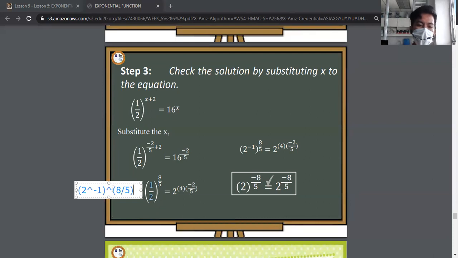Then sabi po natin, any number multiplied by 1 is equal to the number itself. Pero negative po to, automatic magiging negative din po tong exponent po natin sa kabila. So magiging negative 1 multiplied by 8 over 5 is equal to negative 8 over 5. Therefore, our final answer will be 2 raised to negative 8 over 5 is equal to 2 raised to negative 8 over 5. Ibig sabihin, tama po yung value ng expo natin. Pag hindi po sila nag-equal, ibig sabihin, mali po yung value ng expo natin.